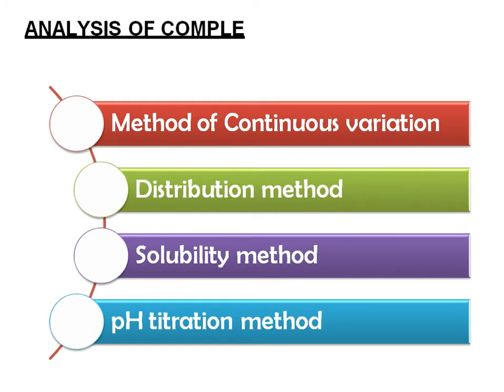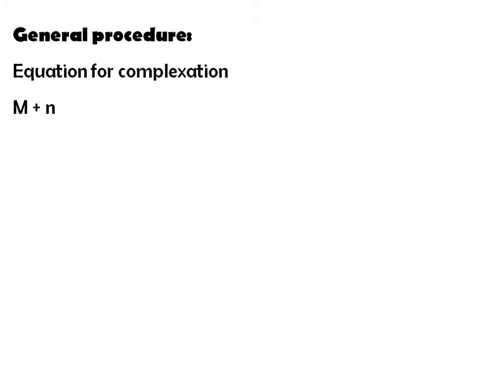Then, methods of analysis of complexes. First, the method of continuous variation. This method is also known as Job's method. Then the distribution method, the solubility method, and the fourth one is the pH titration method. Now we'll see them one by one. First of all, we'll discuss the general procedure to analyze this complex.